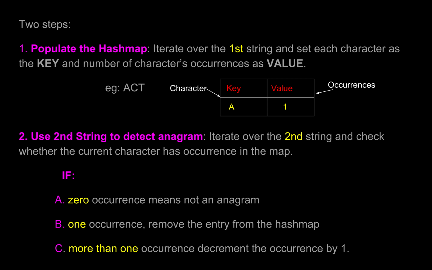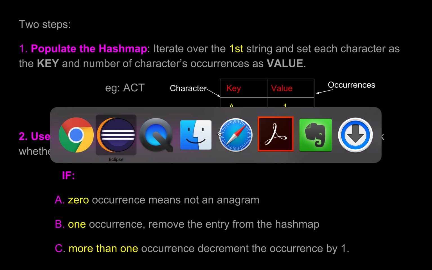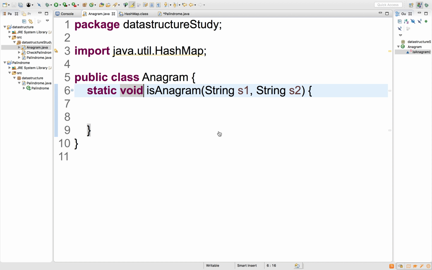Now let's go to an IDE and write the code. Okay, here we are. I've already created a class called Anagram, and a function isAnagram, because the purpose of this function would be to find out whether the given strings are anagrams. Let's start writing the function. Before that, let's change this void to boolean so that our function can return true or false depending upon whether the given strings are anagrams.